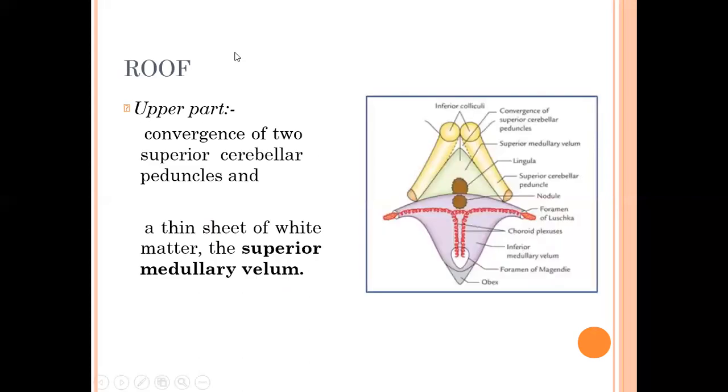Coming to the roof or posterior wall of the fourth ventricle. The roof is tent shaped and has upper and lower sloping surfaces. The apex of the tent extends posteriorly into the white core of the cerebellum. In the upper part, we can see the convergence of the two superior cerebellar peduncles and a thin sheet of white matter, the superior medullary velum.